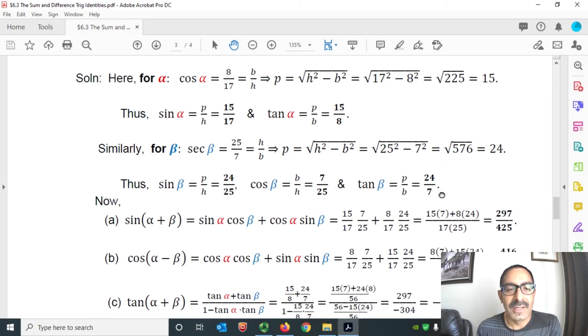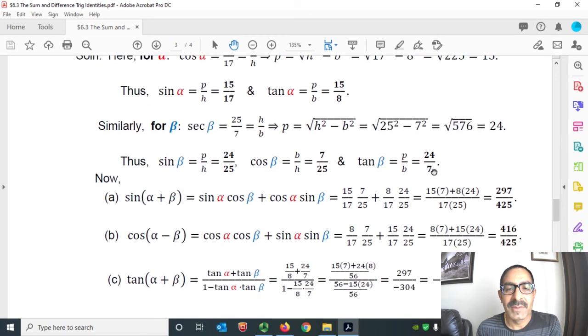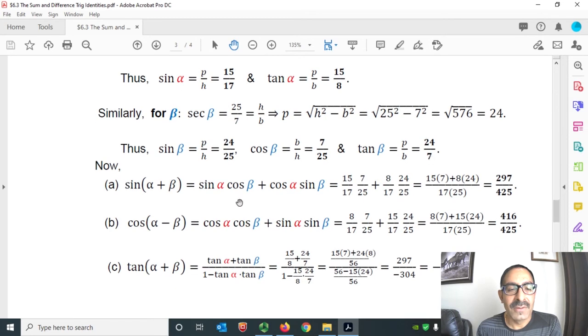Now let me scroll this way. Maybe that's better. So now let's answer the questions. Part A, compute sine of alpha plus beta. By formula, sine of alpha plus beta turns out to be sine alpha cosine beta plus cosine alpha sine beta. So here the sine and cosine alternate, but this plus sign remains as it is.